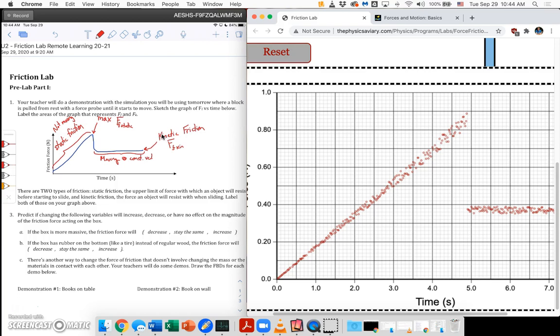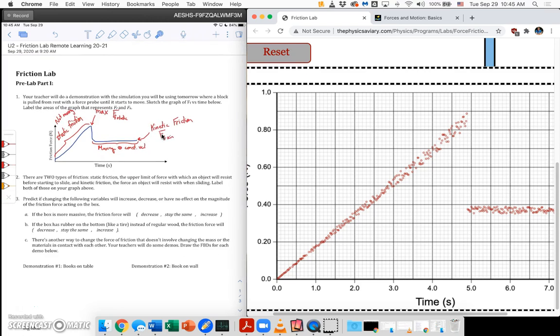Doesn't matter too much. Okay, so you have that graph. What we need to know from this, the big ideas, is that there are multiple values for the force of static friction, and it is adapting based on how much you push or pull. But there is one value for this particular setup of kinetic friction. Okay, so number 3: predict if changing the following variables will increase, decrease, or have no effect on the magnitude of the force acting on the box. I'll let you do that.